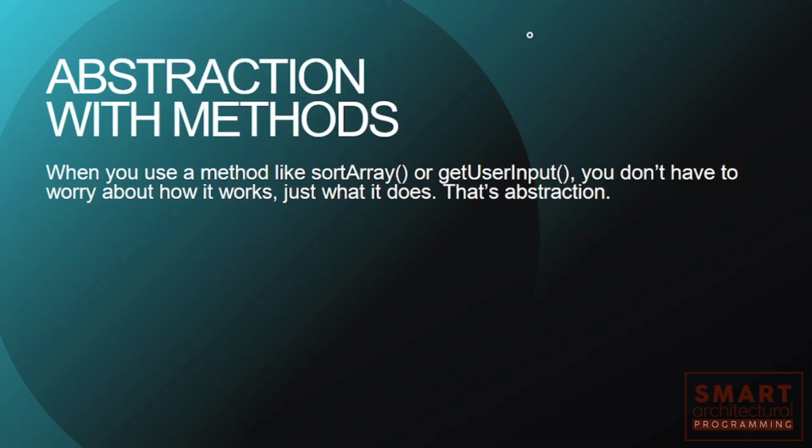So the complexity behind that calculation, the hardware, the software, all of that is not visible to you. But you know, if you do this, you get that answer that you're looking for. So methods are similar like this. Like when you use some method like sort array or get user input, you don't need to worry about how it works. You just need to know that it does work, basically.